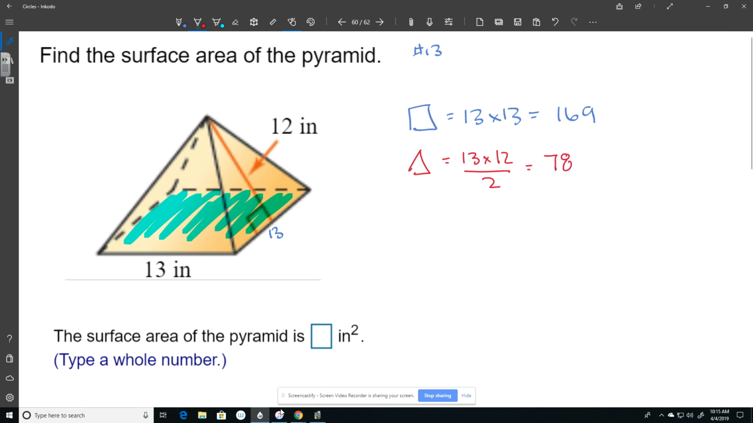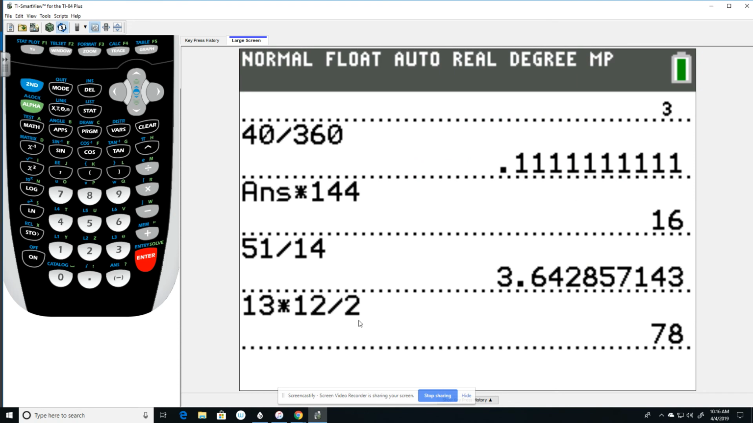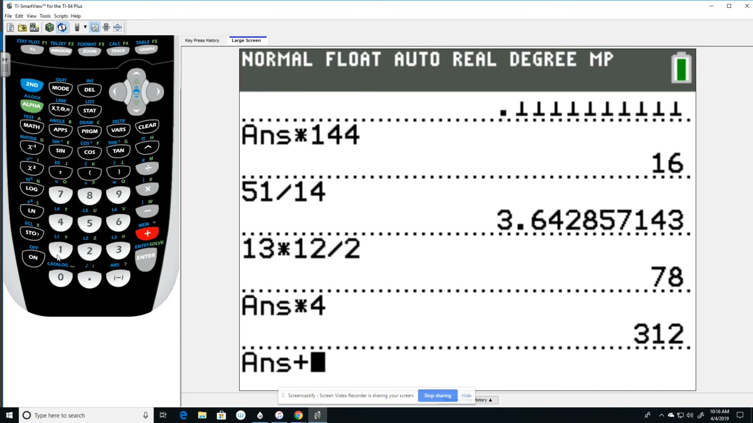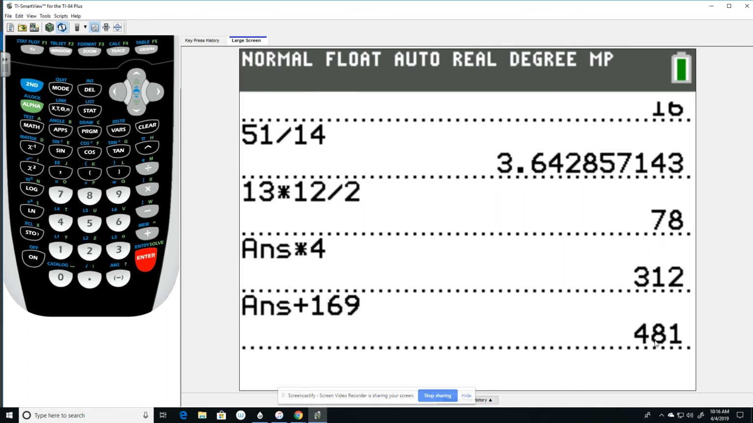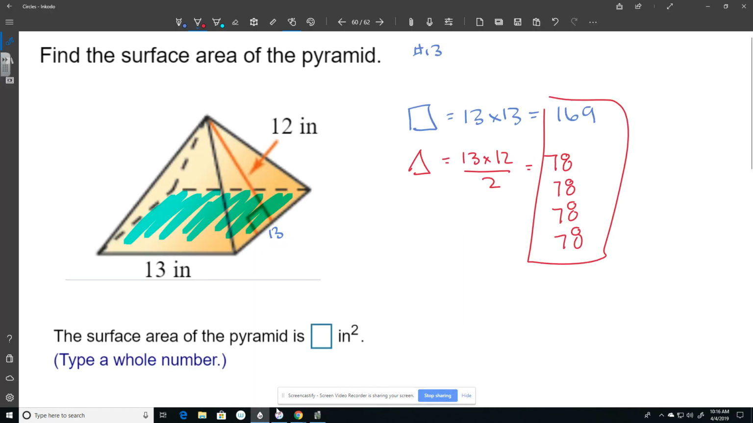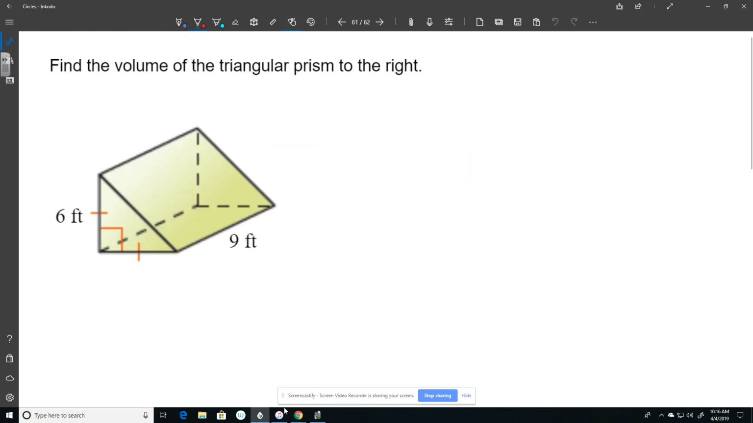So one triangle is 78, but I have 4 of them. So I have another one, and another one. And those are all 5 sides of my pyramid. So let's just add those together. 169 plus the 4 sides. So I'm going to take the 78 times that by 4, because there's 4 of them. And then I'm going to add the 169. So my area is going to be 481 of my pyramid. So there you go, 7th grade question. Hopefully you remember 7th grade. Good thing we reviewed it.